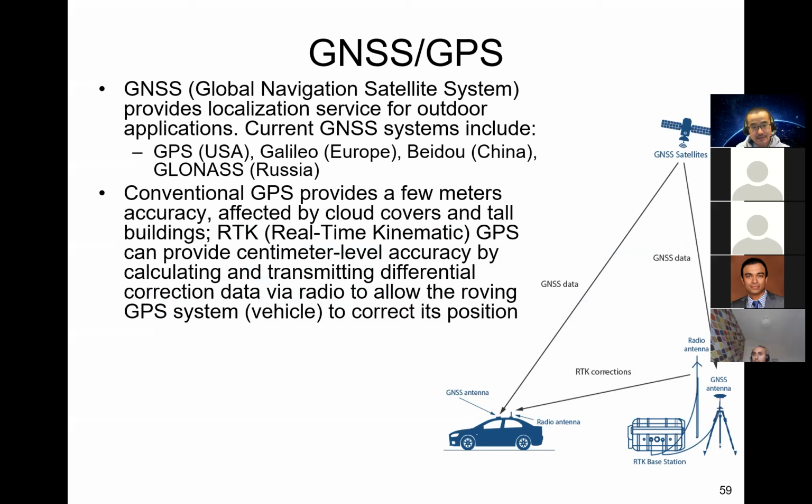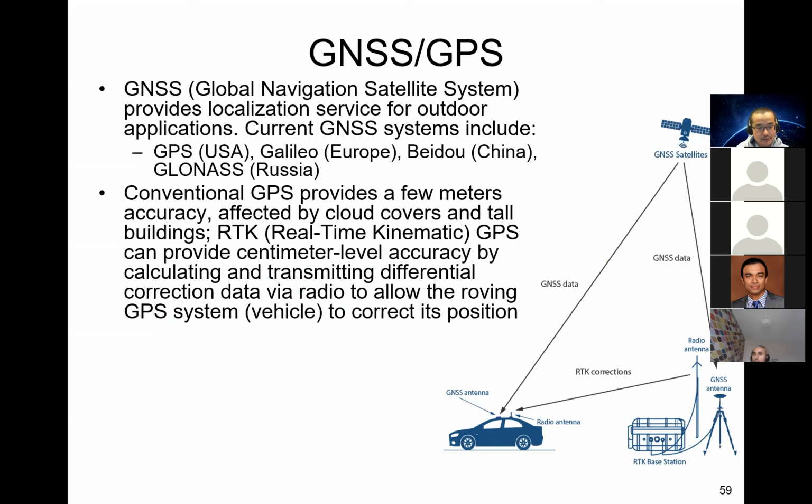So for localization, GNSS and GPS are used. So a global navigation satellite system provides localization services for outdoor applications, including GPS from the United States, Galileo from Europe, Beidou from China, GLONASS from Russia. So traditional GPS provides a few meters accuracy affected by cloud covers and tall buildings. So you may find that GPS location is not very accurate if you walk in a large city with many tall buildings.